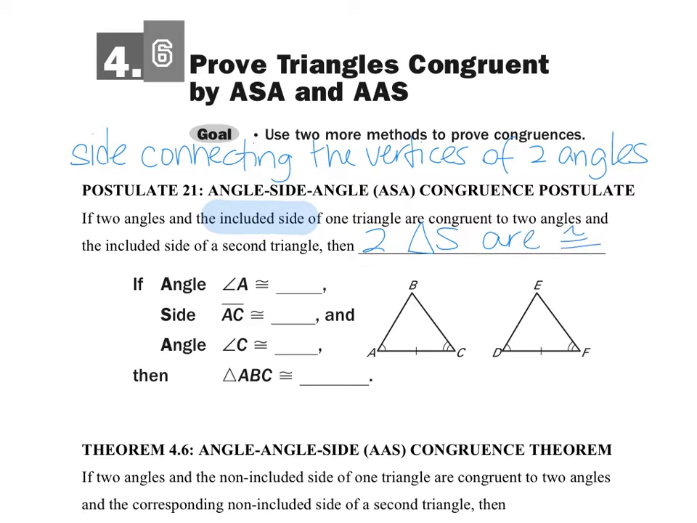are congruent. So if angle A is congruent to angle D, side AC is congruent to side DF, angle C congruent to angle F, then triangle ABC is congruent to triangle DEF.